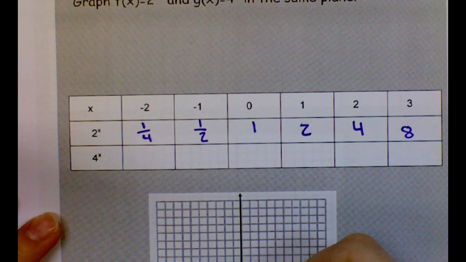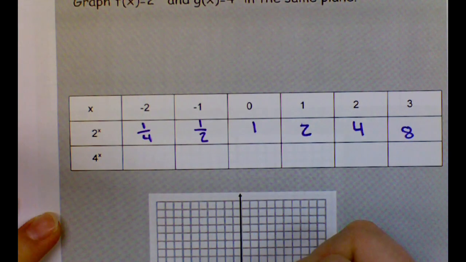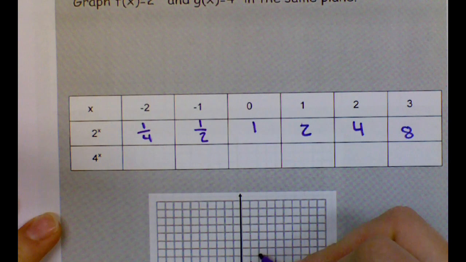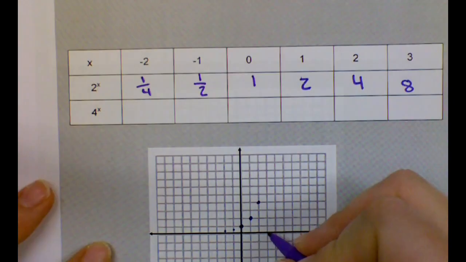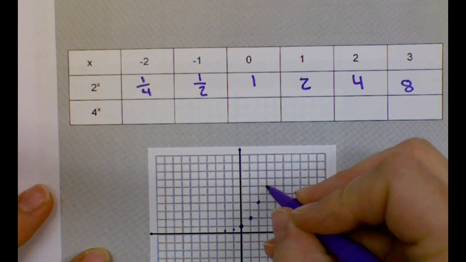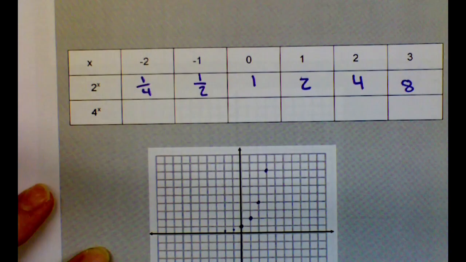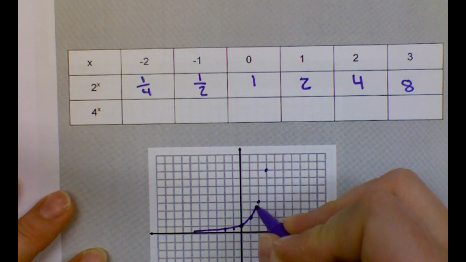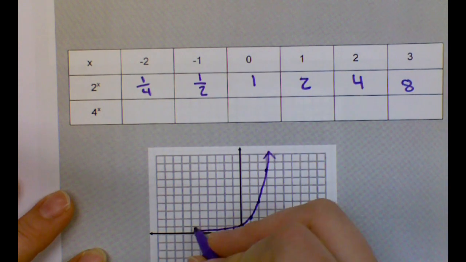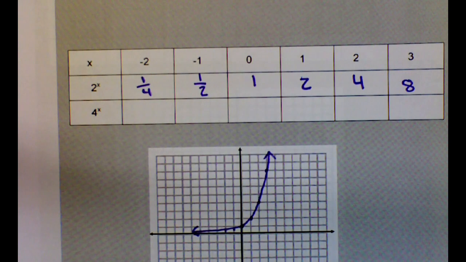Negative 2, 1/4. Negative 1, 1/2. 0, 1. 1, 2. 2, 4. Oops, I'm sorry, you can't even see those. And 3, 8. All right. This graph looks to me like it is doing something like that. Now let's look at, need a different color, 4 to the x power.